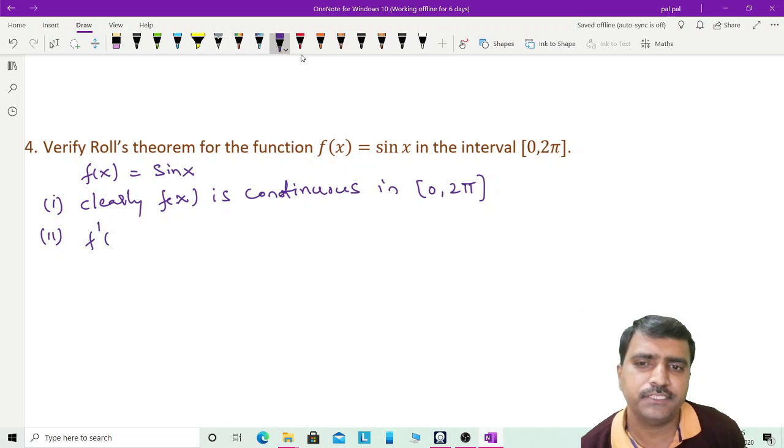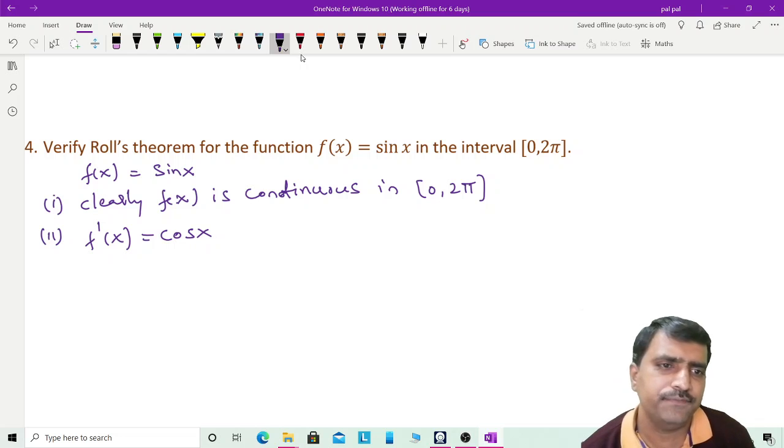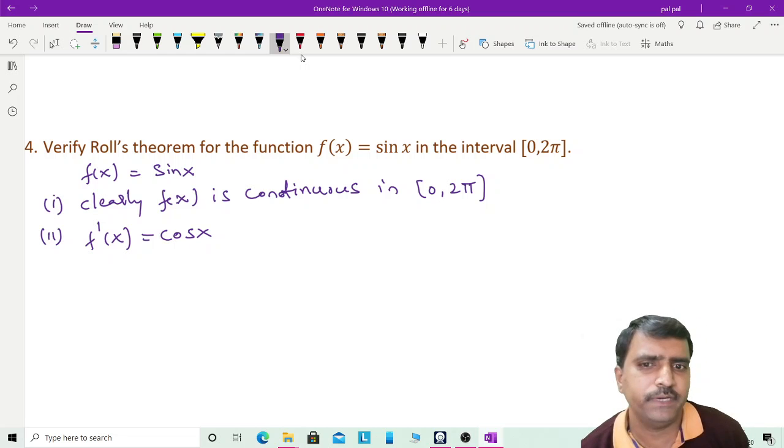So next condition is the differentiability condition. You take f dash of x, which is the differentiation of f of x. Differentiation of sin x is cos x. Cos x is also defined in between 0 to 2 pi, so nowhere does it assume infinity or indeterminate forms. Okay, so you write f dash of x exists. That value exists in the 0 to 2 pi open interval.